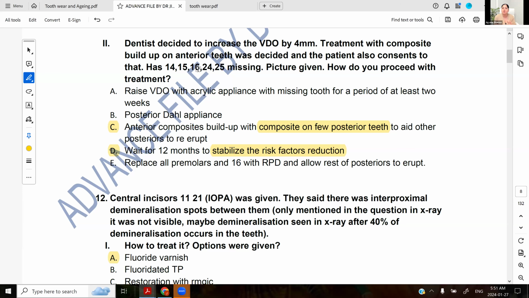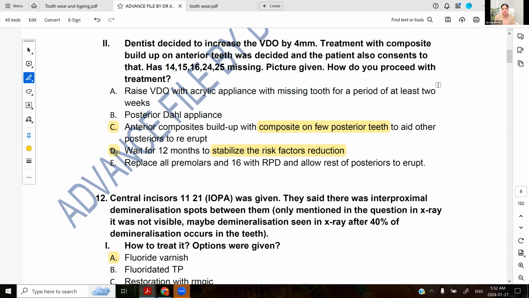So you have to raise the vertical dimension with an acrylic appliance using the missing tooth space. Could that be done? You give maybe a temporary removable appliance in the mouth, in the missing teeth, that separates the posteriors by 2 mm. Is that doable? Yes. But would you wait for a period of 2 weeks? Is 2 weeks enough? That's the catch here. It needs at least 3 to 6 months to lead to the supra-eruption after separation. So a 2 week period is not enough. Raising the vertical dimension with an acrylic appliance using the missing teeth space could have been done, but cannot be done within 2 weeks.